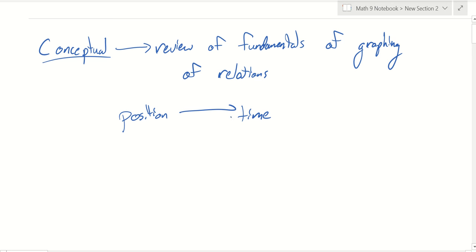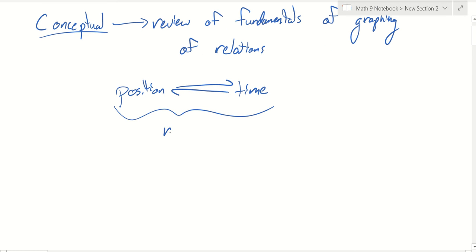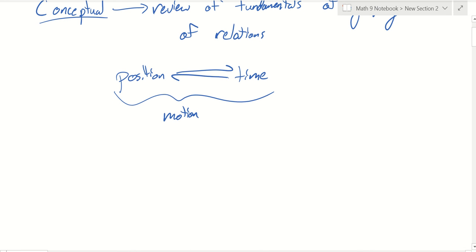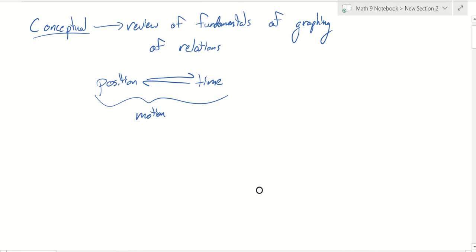Well, position and time, they relate to each other. For example, position and time relate to each other in this wonderful thing that we call motion. So we're going to look at motion as our example to investigate the fundamentals of graphing and relations. A simple example of motion: motion is essentially where position simply changes as time changes. As a clock ticks, your position changes.